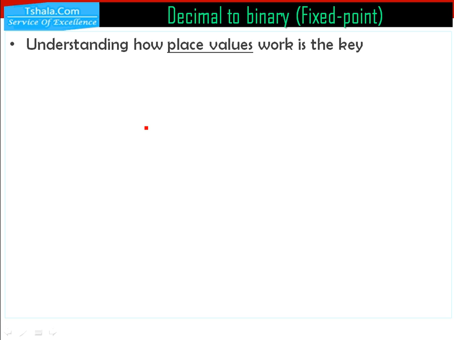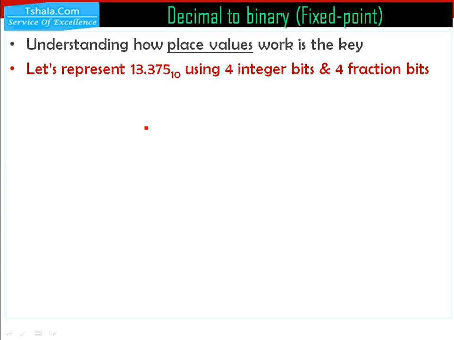When converting a decimal to a fixed point binary number, it's really vital to understand how place values work. Let's take this in practice and show how to represent 13.375 decimal using 4 integer bits and 4 fraction bits.